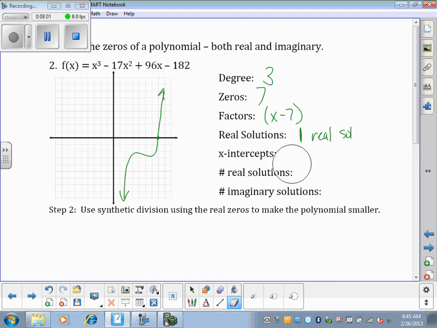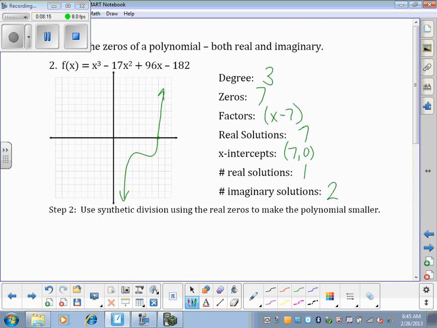Oops, sorry, that's the wrong place. Okay, the real solution that I have is 7. The x-intercept is going to be at (7, 0). So the number of real solutions is 1. My imaginary solutions is 2, and we're going to solve for that right now.